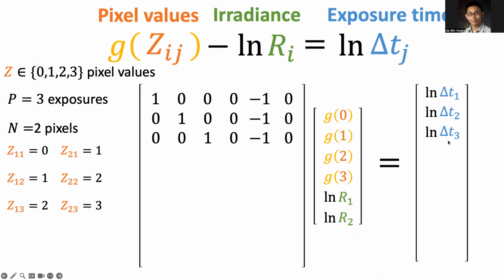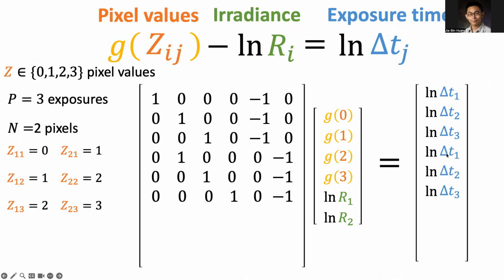The second pixel and the first exposure, you will get this. The intensity value you observe in the image is 1, and therefore you have G1, that's here, so you have 1 here. And now it's minus the second pixel's log R2, and equals this term. So you repeat this process and do the same thing. These are the data terms, right? What you observe, and these are the relationships between the unknown and known, right?